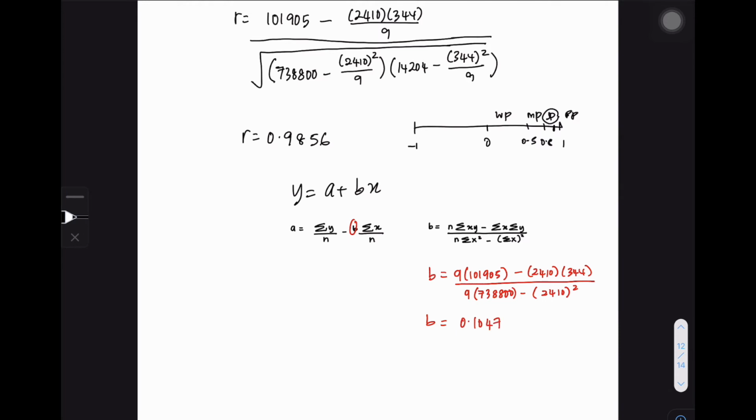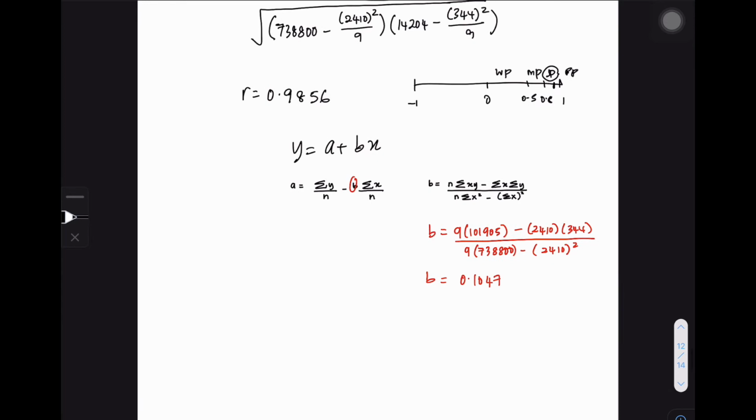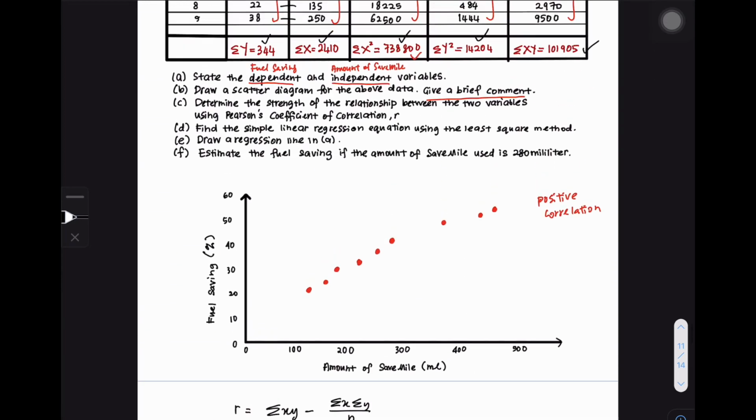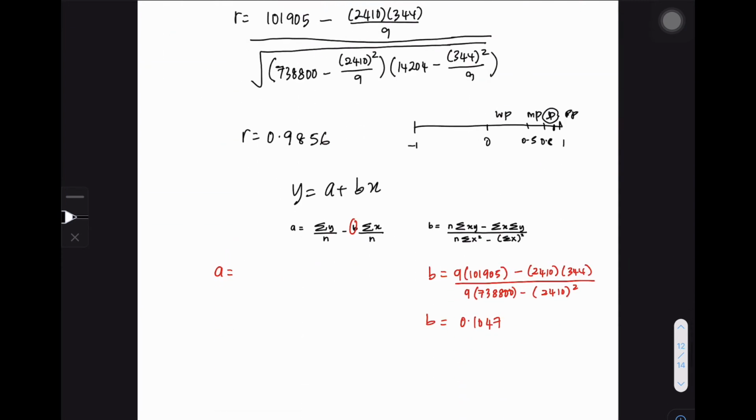Okay, so bila kita dah ada value of b, kita boleh kira value of a, masukkan saja dalam formula. So a adalah summation of y bahagi n. So summation of y 344, bahagi dengan n kita 9, tolak dengan b kita adalah 0.1047, multiply by summation of x. So summation of x adalah 2410 divide by 9.